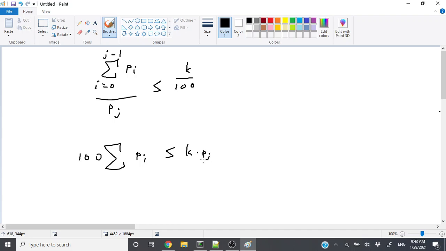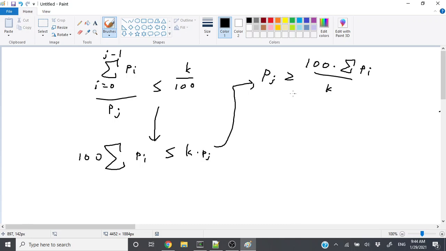So now we really just need to find the largest value of pj that satisfies this. So once again, just like A, we're working with ceilings here. So we have 100 times the sum of pi divided by k. We're just manipulating the equation here. And so therefore pj is the ceiling of this, because that's like the definition of ceiling.